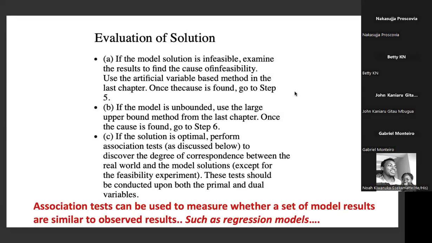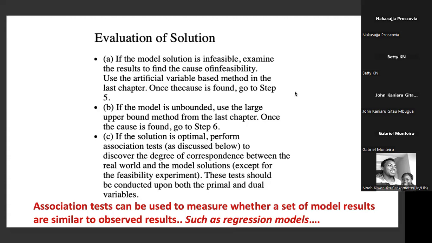So if a model is not feasible, you examine the results to find the cause of infeasibility. Maybe you have singularities. Maybe it tells you people are not dying, but you assume the people are dying. Usually you can interpret your results in the language of what you're modeling. You can say this result means, for example, people with tuberculosis are not recovering, but in your model you have that they are recovering. Then you have to go back. You use the artificial variables and you determine what is the problem, what is the cause. Then you go back to the previous step.